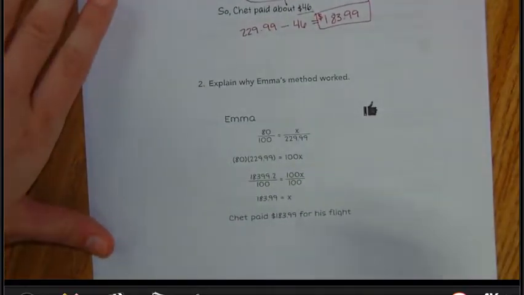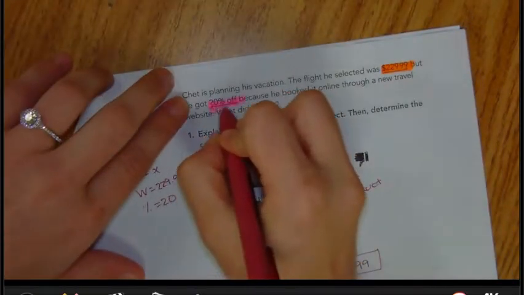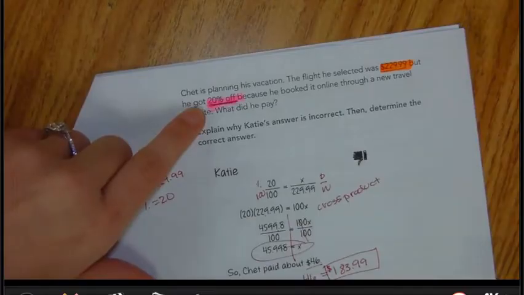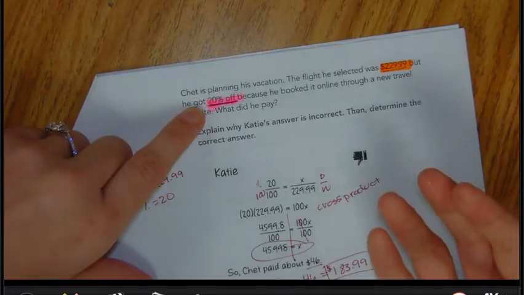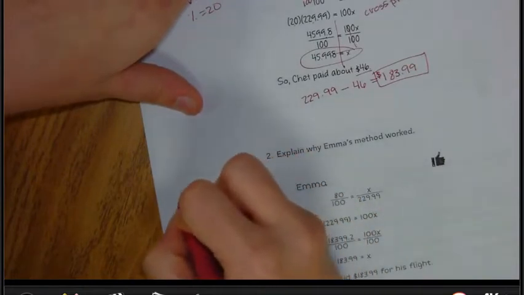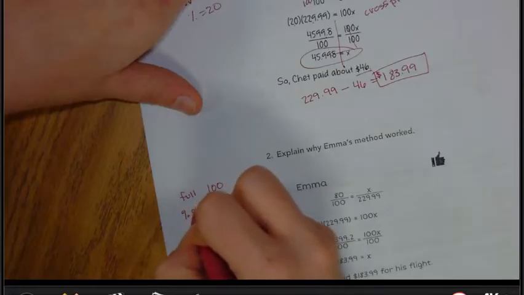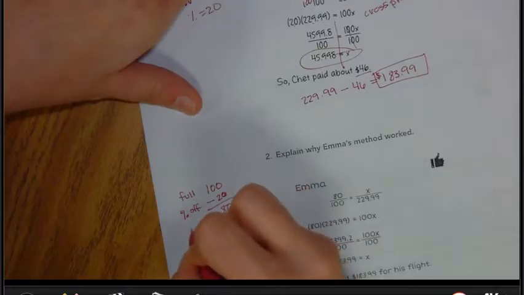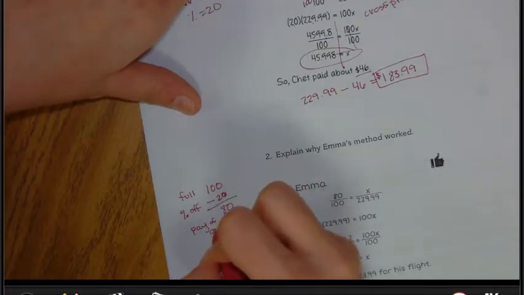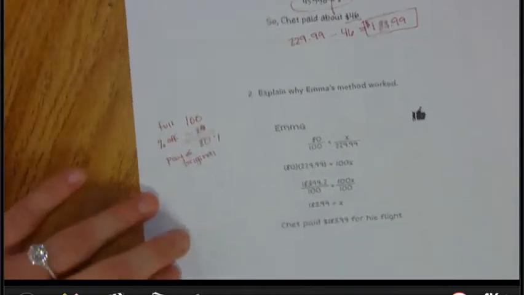All right, number 2, let's look at Emma. So this is what Emma chose to do. So I know that I'm getting 20% off, but how much of the original percentage am I going to pay? So what's left over is I'm going to do my full 100% minus my percent off, which is 20, and I'm paying 80% of the original.